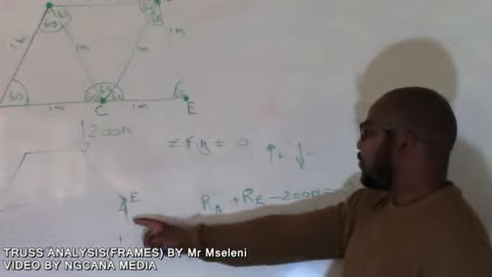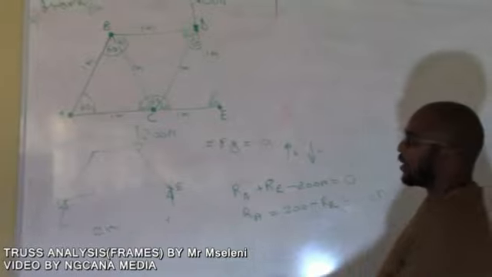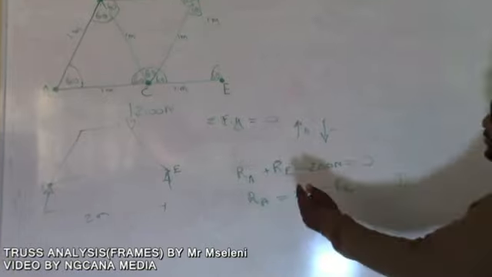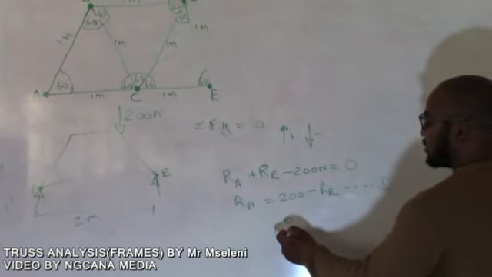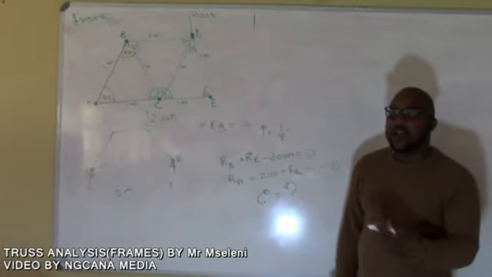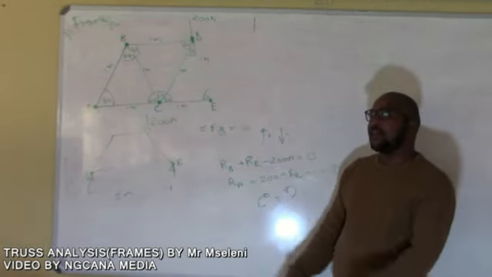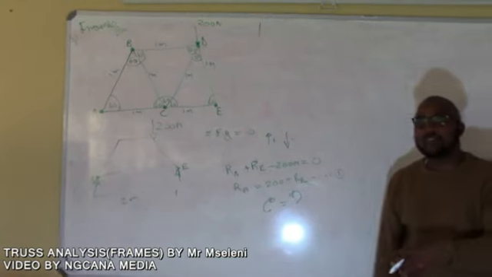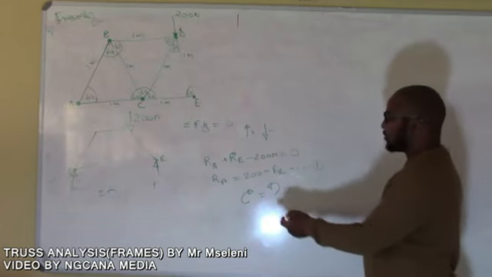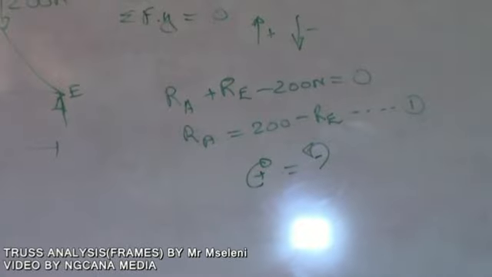So now, if we want to find the reaction at E, we have to take moments around A. If we take the sum of moments at A, it simply means clockwise moments equal anti-clockwise moments, or the sum of moments equals 0. And then you decide your convention, how you're going to take it: either clockwise moments negative and the others positive, or the opposite. I prefer to say clockwise moments are always positive and anti-clockwise moments are always negative.